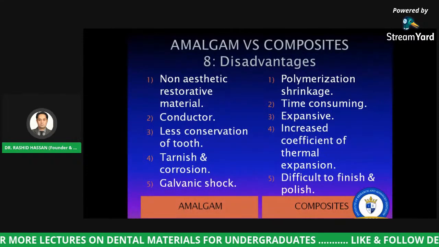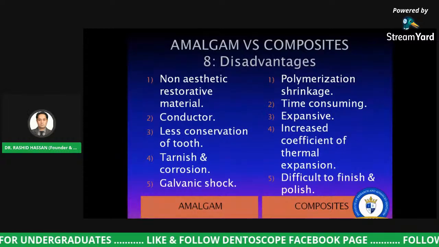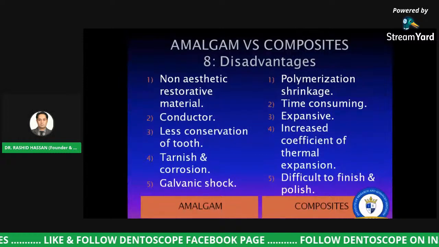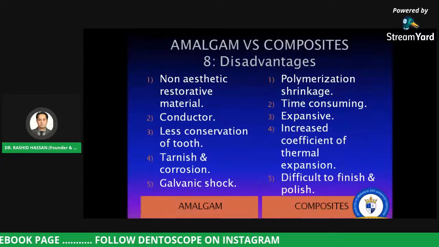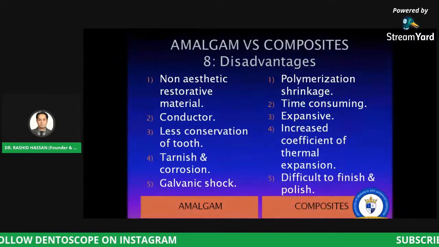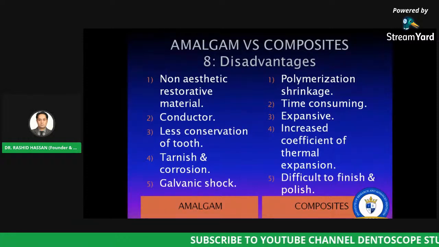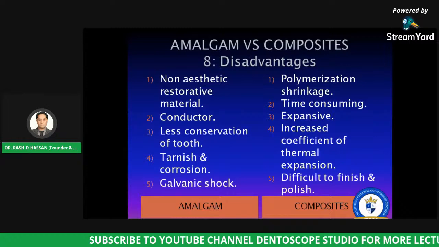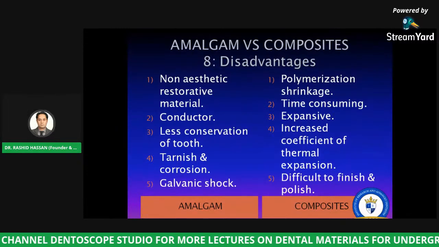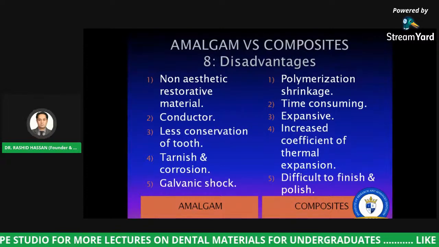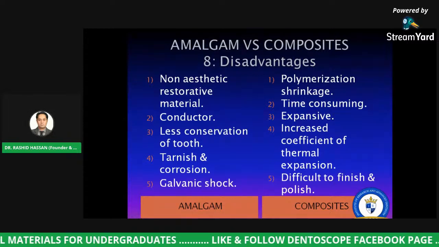Well, less conservation of tooth structure, because with extension for prevention, I told you that we have to involve some of the natural tooth structure as well for a well done dental amalgam filling. Tarnish and corrosion: with the passage of time, tarnish is basically the discoloration of the restoration, and corrosion, we are all familiar with, is basically a degradation of any metal. So tarnish and corrosion, being a metallic restoration, are big disadvantages of dental amalgam.